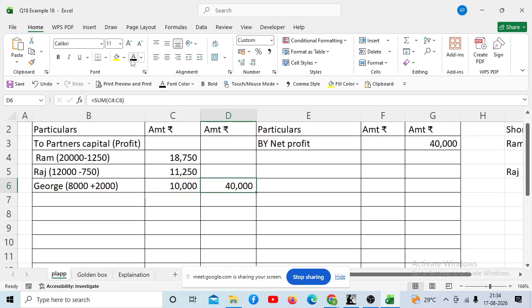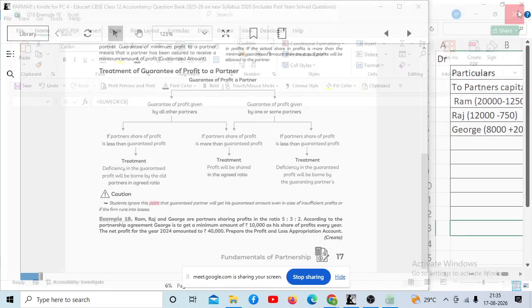So you got the concept. In this, whatever is the profit, first you divide it in the normal ratio, right? And whatever is the shortage, that shortage is to be added over here, and it is to be borne by the remaining partners in the remaining profit sharing ratio. That is the concept of guarantee of profit. Any doubt? Yes, sir. No. Okay. One more sum we will solve based on this concept itself, that is of minimum guarantee only.